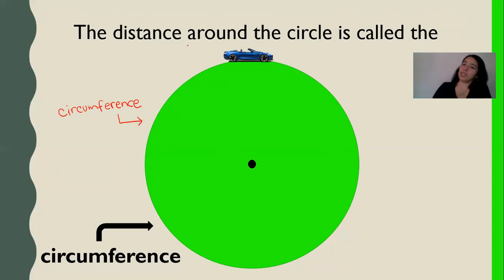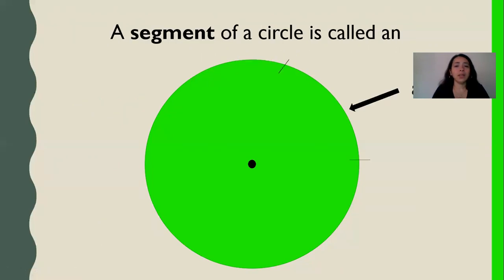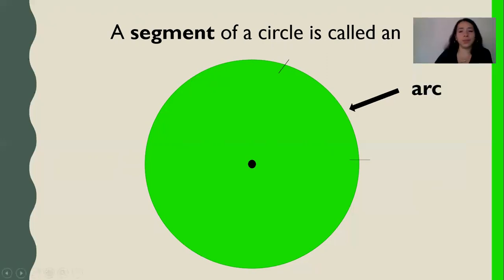Okay. Yeah, circumference. And that is the distance around the circle. Next, you have a segment of a circle, and that's called an arc. That's this part, and it can be over here too. It can be cut up on this side as well. That's your arc. Notice it can be any segment of your circle.